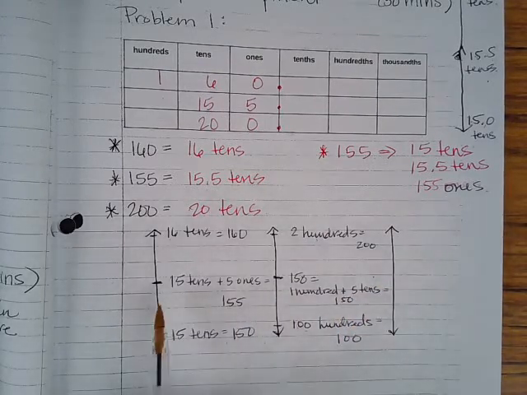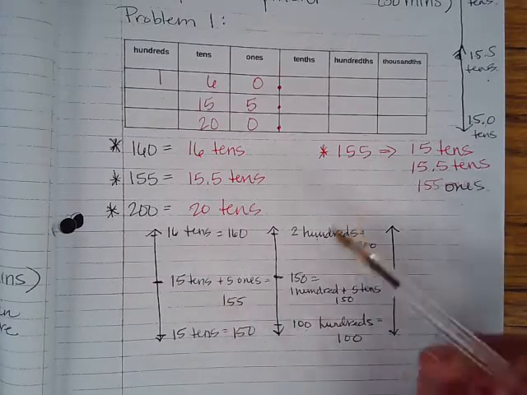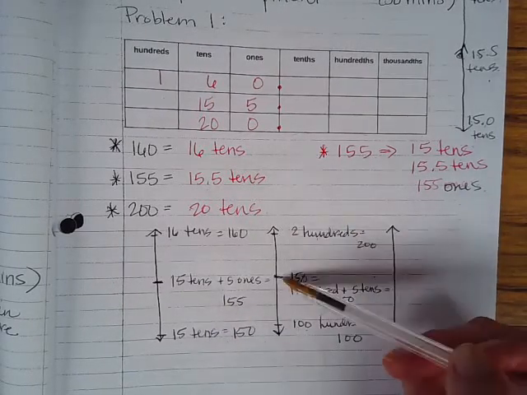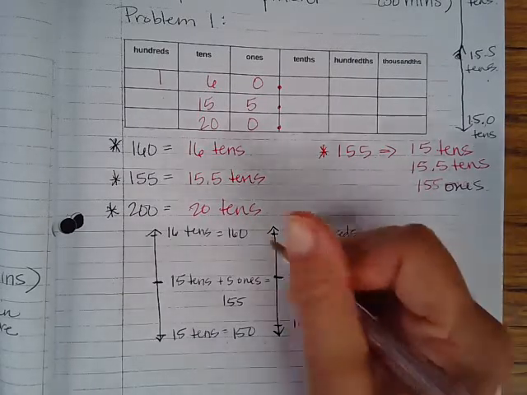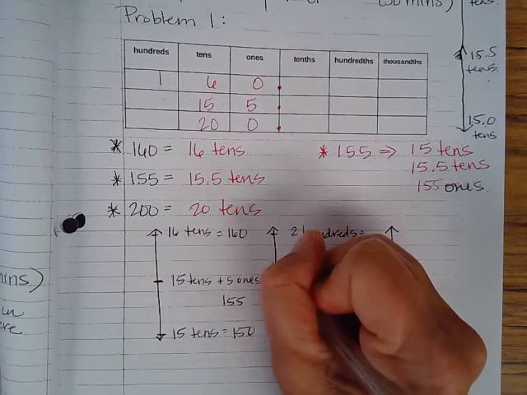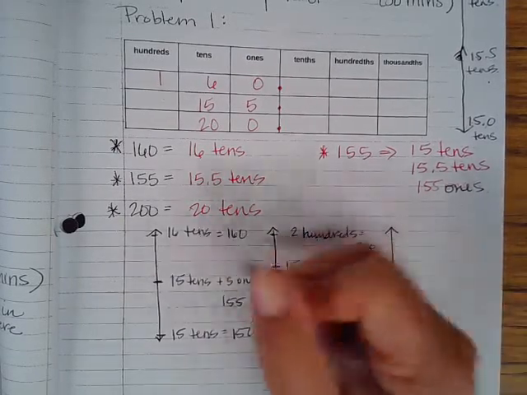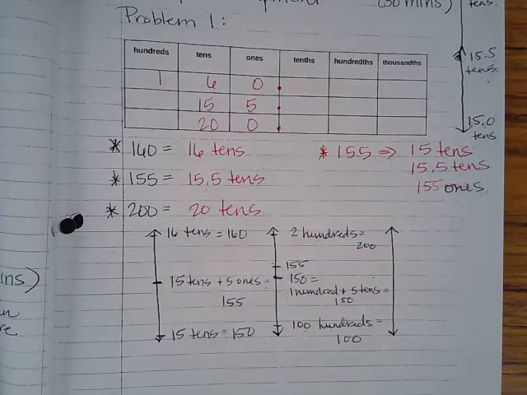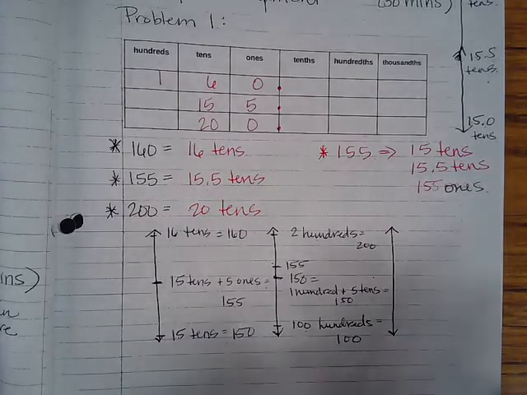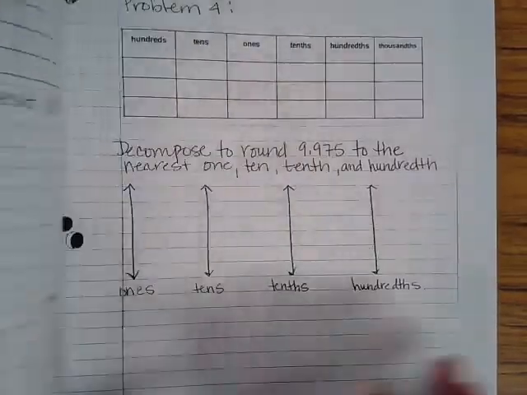All right, so where would this 155 fit in? Would it be above 150 or below 150? Yes, you are correct. This would be sitting right above it, 155, right? 15 tens plus 5 ones. All right, we are going to move on to the next problem. So you're kind of getting the hang of this.